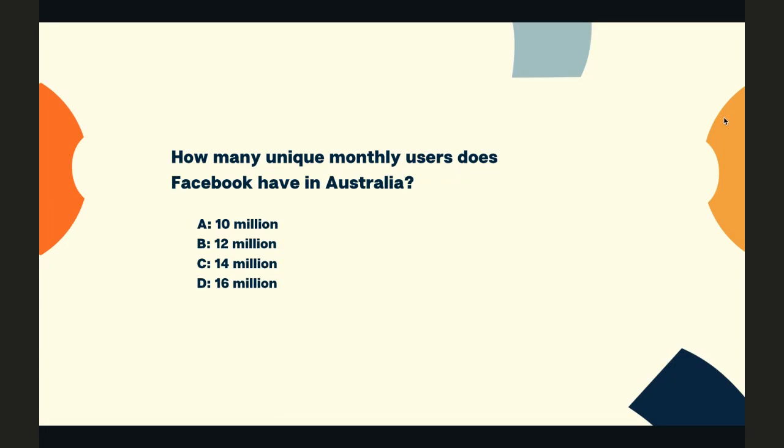All right, so how many unique monthly users does Facebook have in Australia? 12, B. What do we think? 1, 2, 3, 4. Karina, you got an answer? All right, let's have a look. 16 million. Wow. Another reason why it's important to get online.